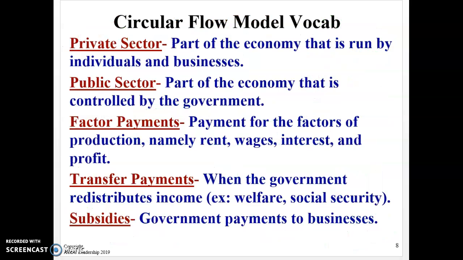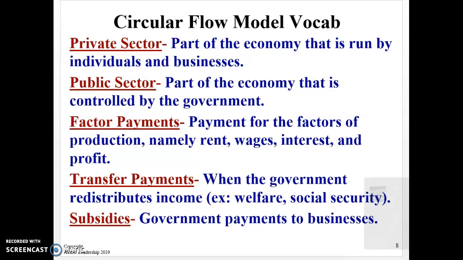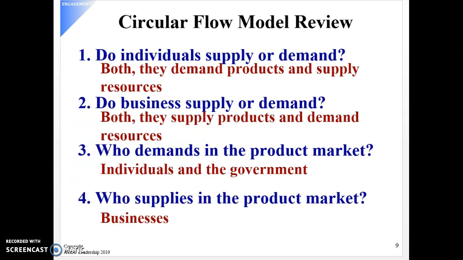The circular flow model is looking at both public and private sectors, the part that's controlled by the government and the part that is run by individuals. It's also looking at the factor payments and the transfer payments. These are the things that the government is spending money on, as well as the subsidies, which are payments to businesses. In the model review, we're looking at individuals supplying and demanding. We're looking at businesses supplying and demanding. Remember that the product market is the one where we normally do the shopping unless you are a supplier of a good, and the resource market is where we are normally the producer of our land, our labor, and our capital.